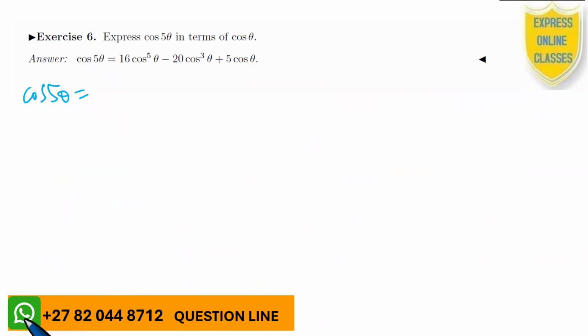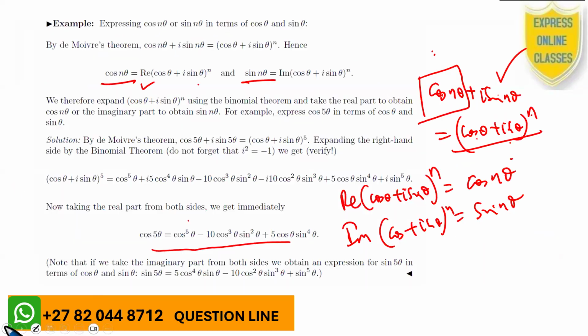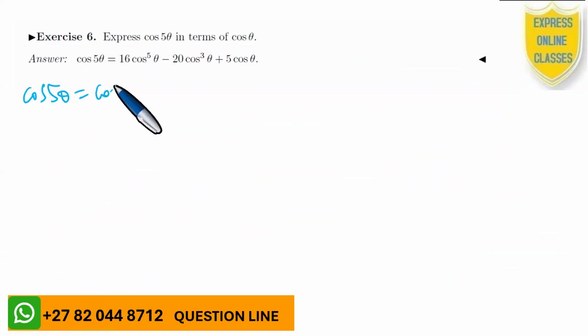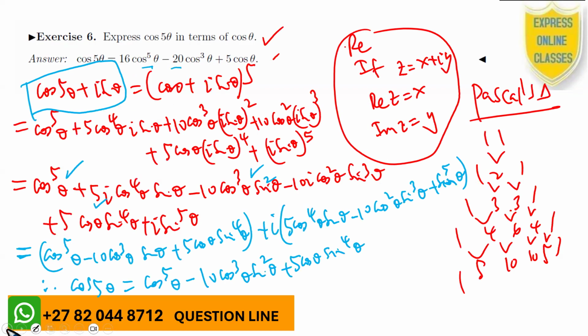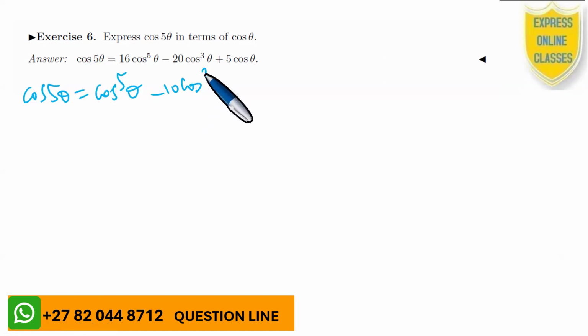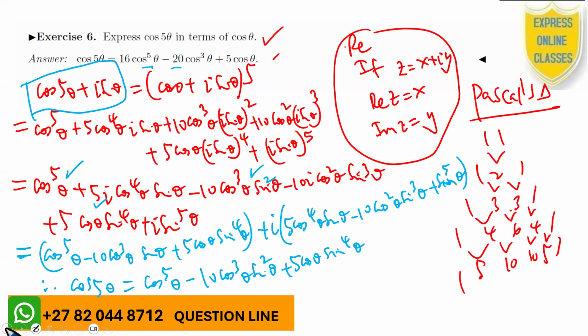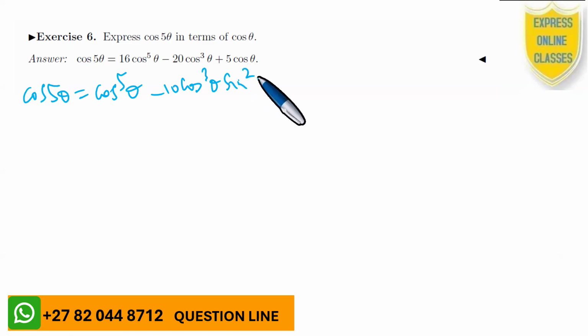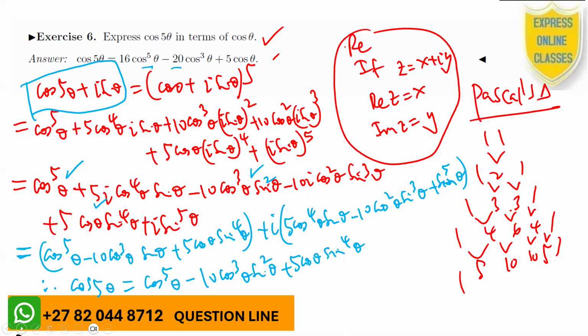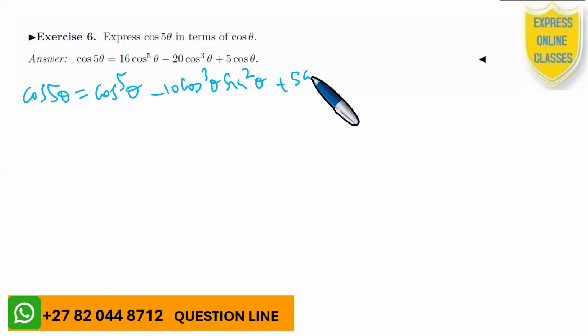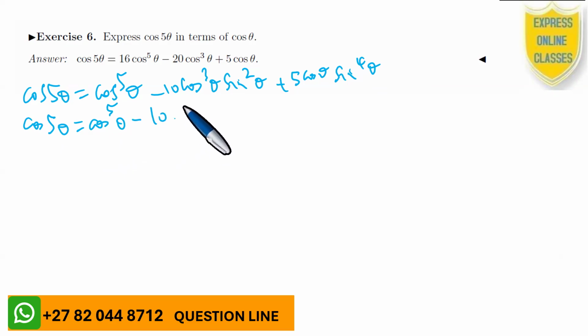If you have cosine 5 theta is equal to cosine to the power 5 of theta minus 10 cosine cubed, and then sine squared theta, plus 5 cosine theta sine to the power 4 of theta, which means cosine 5 of theta... So we know from high school that cosine squared theta plus sine squared theta equals 1.